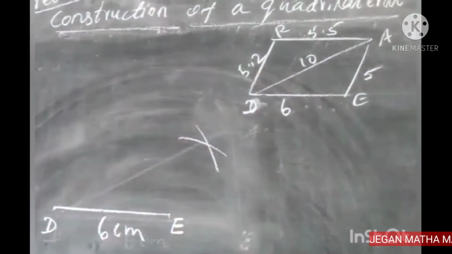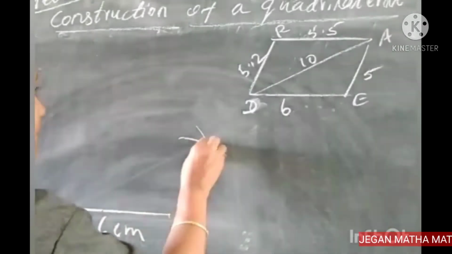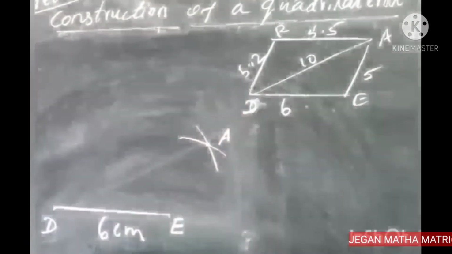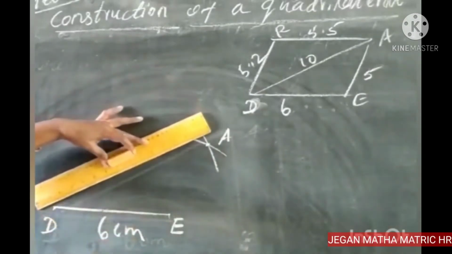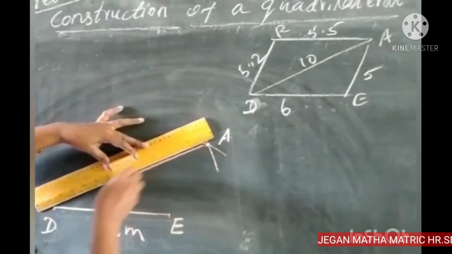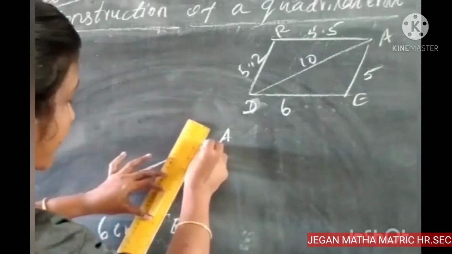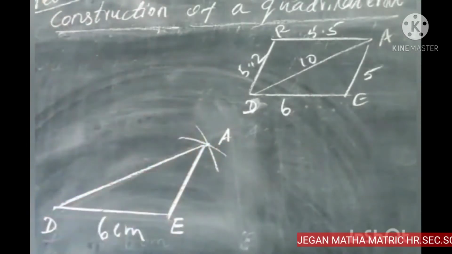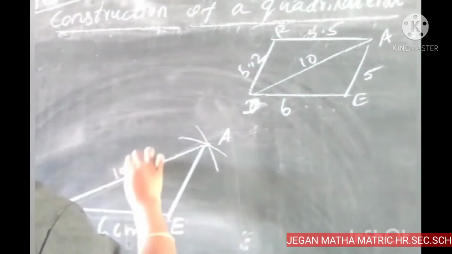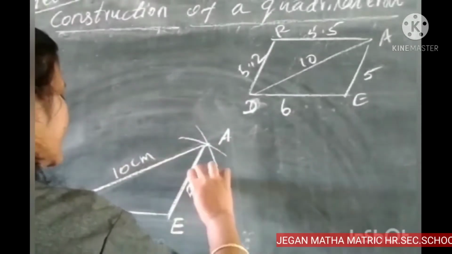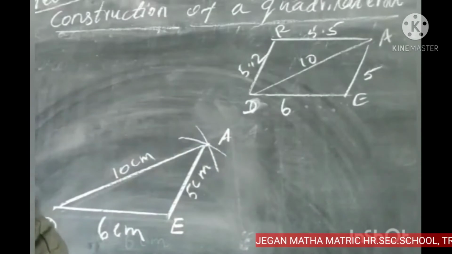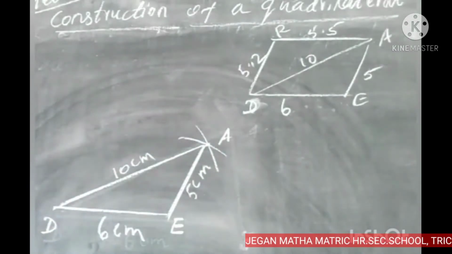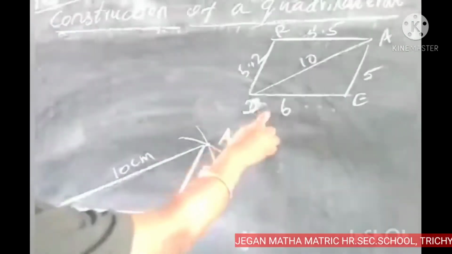Now, the two arcs cut at a point. That is A. Mark the point as A. Now you just join DA, that is 10 centimeter, and EA, that is 5 centimeter. After that you have to write here 10 centimeter, here 5 centimeter like this. Now one part of the picture is over. You have to draw another part also. Here see the rough diagram.